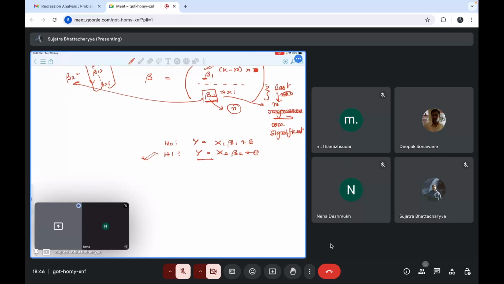Or in other words, we can also write this as follows. H naught, same thing: beta 2 is equal to 0. H1: beta 2 is not equal to 0. If this H1 is true or accepted by our analysis, then these regressors are contributing. If H1 is true, then our regressors are contributing significantly.